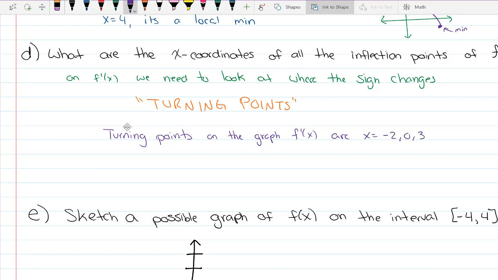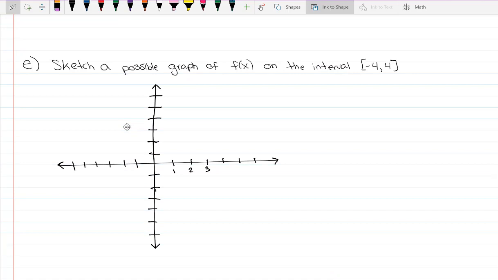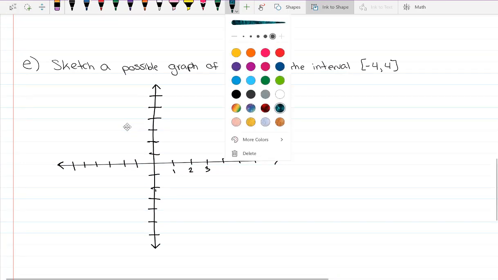You can think of this just like when we used the first derivative test. We looked at where the graph's maxes and mins are. Well, the max and mins of a first derivative are the second derivative. So now here comes the really hard part. We need to sketch a possible graph of f of x on the interval -4 to 4.